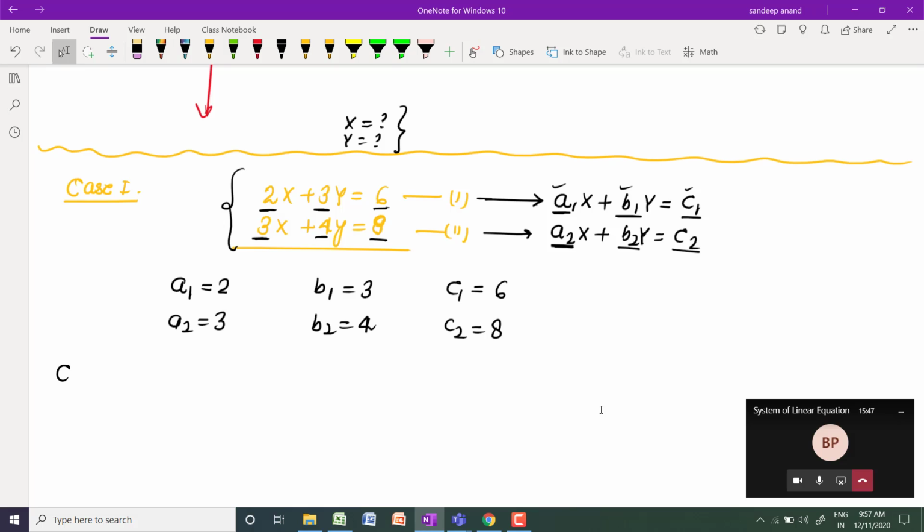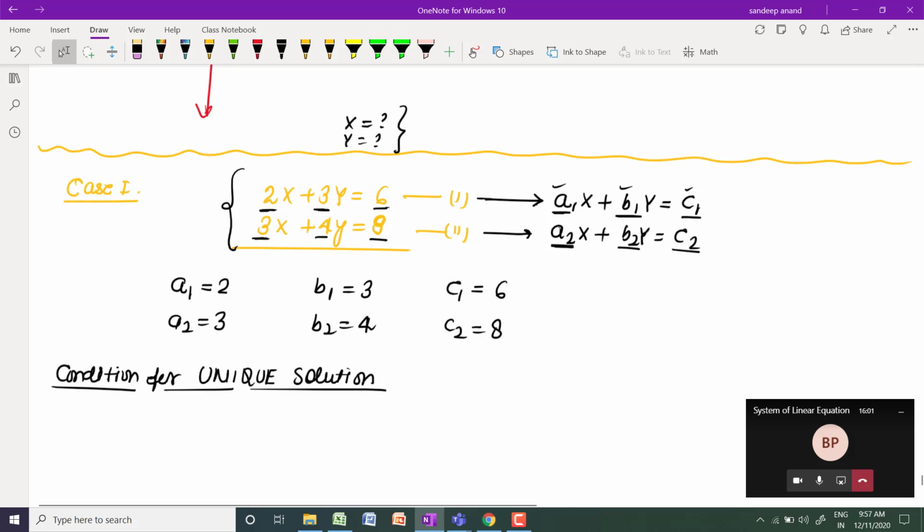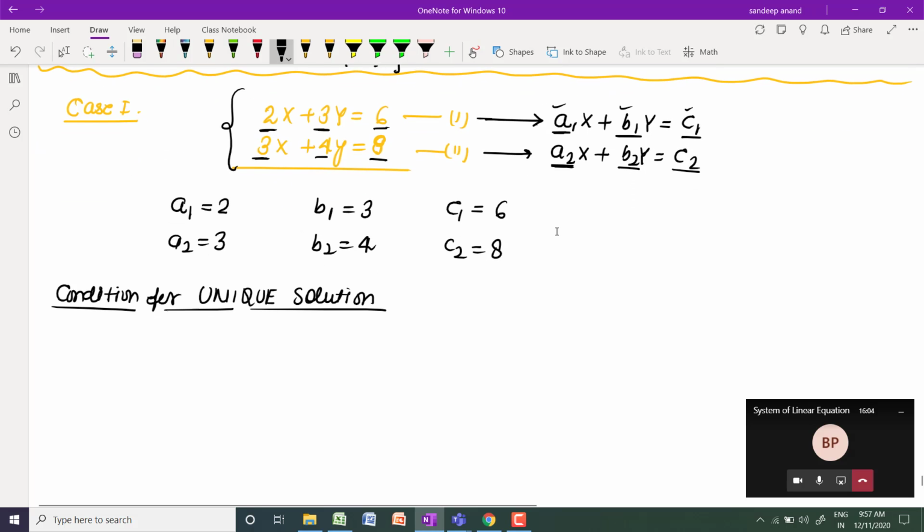Now, condition for unique solution. So what is the condition for unique solution? You need to calculate the ratio of the coefficients a1 by a2. a1 is 2, a2 is 3, so you can write this as 2 by 3. Now find out the coefficient ratio of b1 and b2. You will get b1 is 3, b2 is 4, so you get 3 by 4.